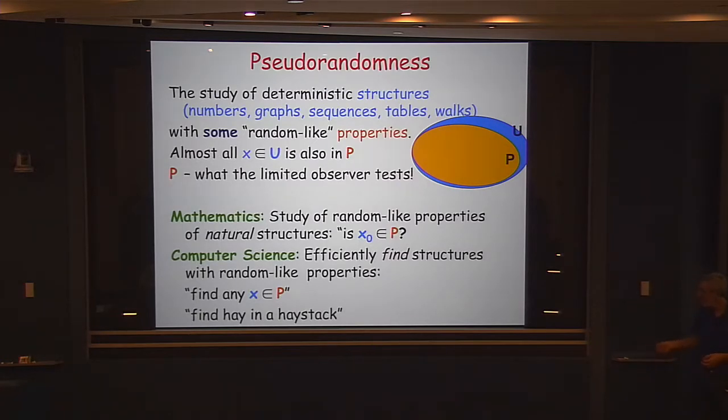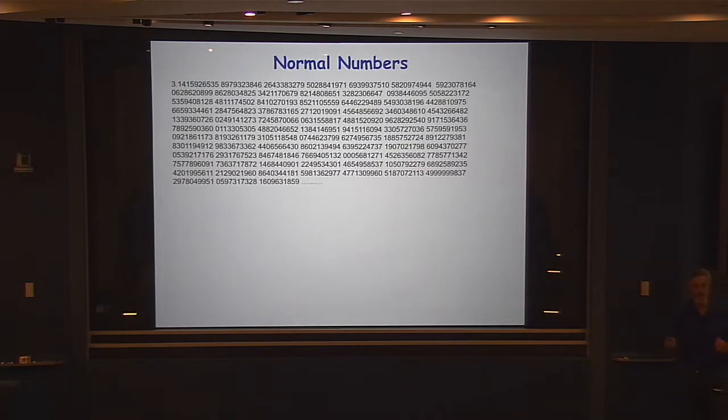Anyway, there's a lot of interaction between mathematicians and computer scientists on these types of questions, and I'll show you some examples. So let me first start with one pseudo-random property so that you have at least one concrete example, and then I'll do a couple more.